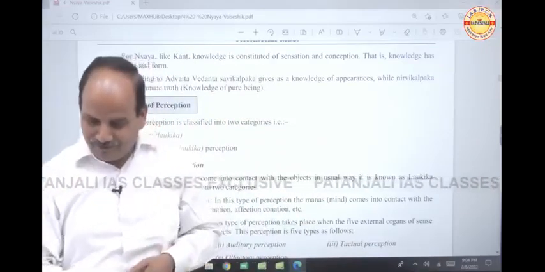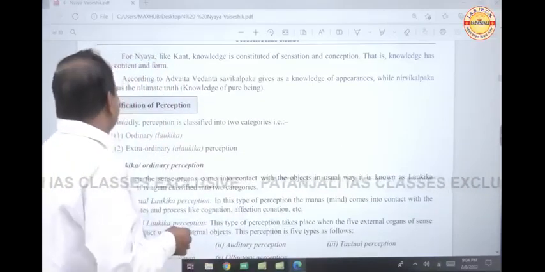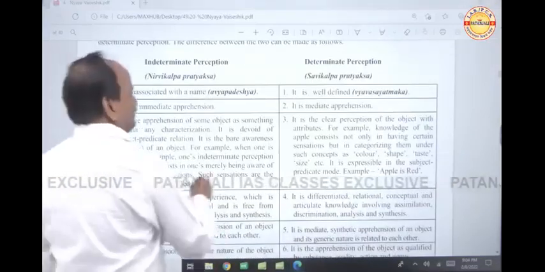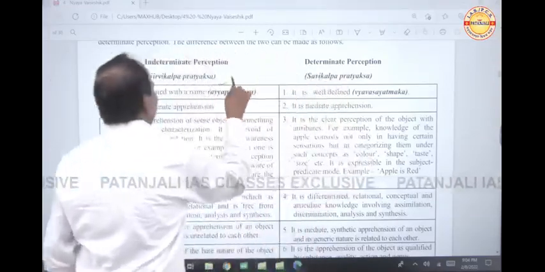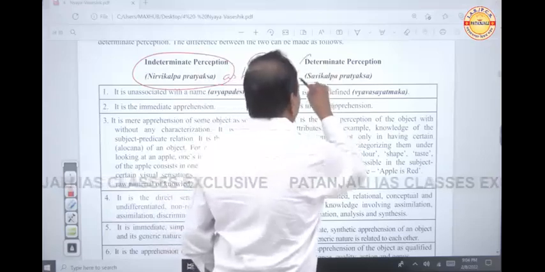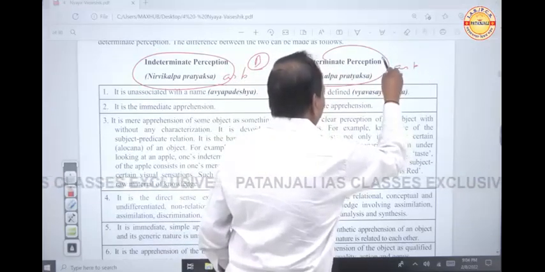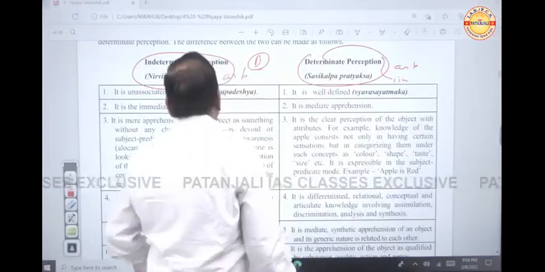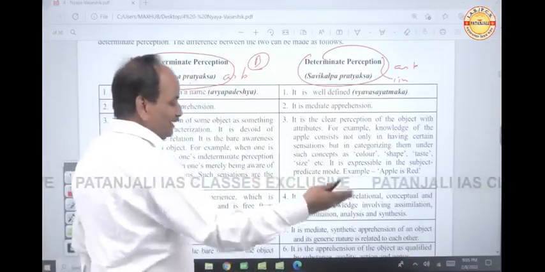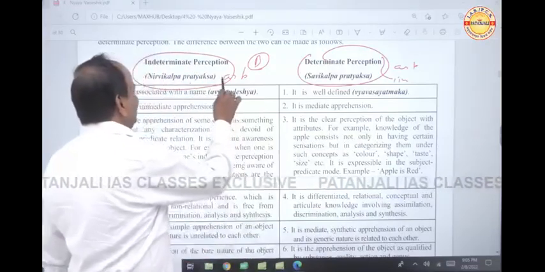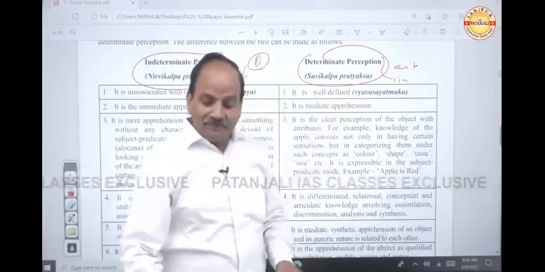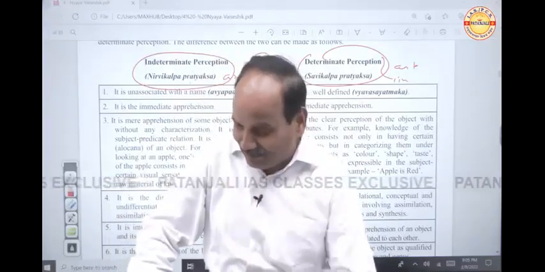First understand this. Buddhists have accepted only nirvikalpak perception as perception. Buddhists have not accepted this one as perception. They have included it in inference. Write this down: Buddhist philosophers have accepted only nirvikalpak perception as perception, because they consider every object changeable at every moment. They have accepted only indeterminate perception as perception. They have not accepted determinate perception as a form of perception. It is included in inference. Note it separately with a star.